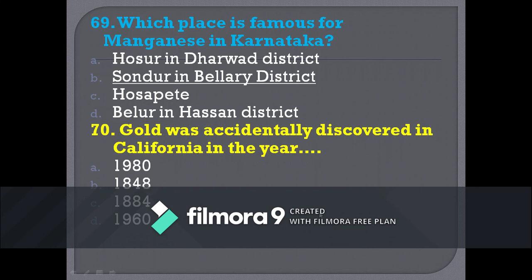Then question number 70. Gold was accidentally discovered in California in the year 1848. It is said that when digging and construction was going on for establishing a sawmill, the owner of the sawmill, when he was inspecting, could see something shiny in the cut surface of the rock, and that is how gold was first discovered in California. Before that, it was not found in California; rather they used to import it from other countries.